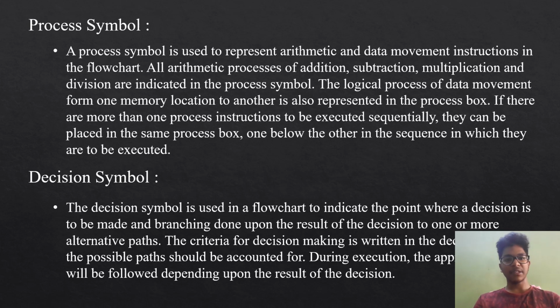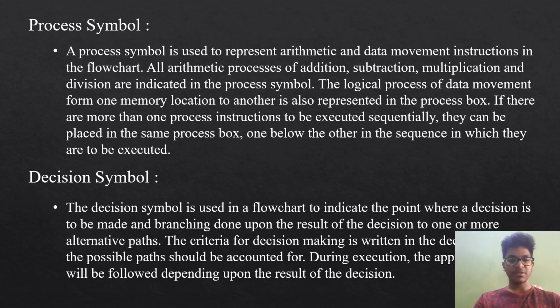Process symbol. A process symbol is used to represent the arithmetic and data movement instructions in the flowchart. All arithmetic processes of addition, subtraction, multiplication, and division are indicated in the process symbol. The logical process of data movement from one memory location to another is also represented in the process box. If there is more than one process instruction to be executed sequentially, they can be placed in the same process box one below the other in the sequence in which they are to be executed.